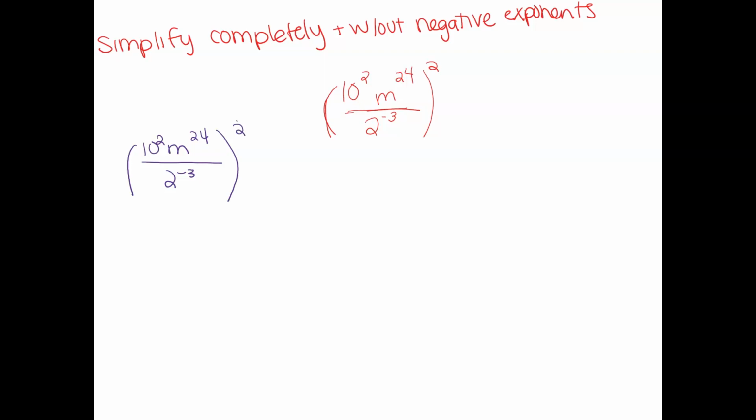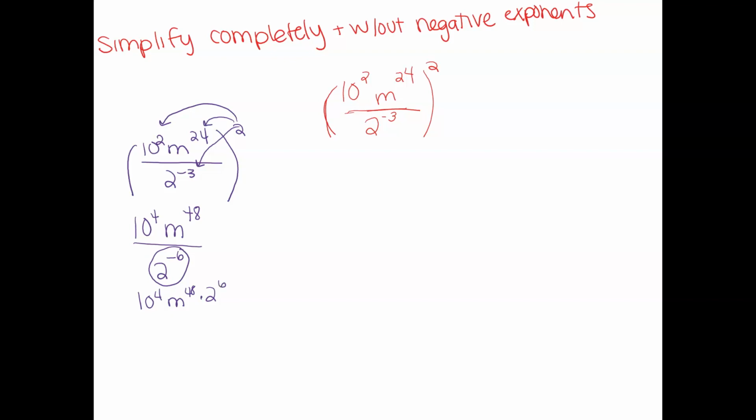The first thing I'm going to do is distribute this exponent by multiplying it to each of these to get rid of it. That's going to give me 10 to the 4th, m to the 48th, over 2 to the negative 6. Now the next thing I'm going to do is deal with this negative exponent. What that means is that I need to move the base, if it's in the top, to the bottom, bottom to the top, and then change to a positive. So it's going to give me 10 to the 4th, m to the 48th, times 2 to the positive 6.